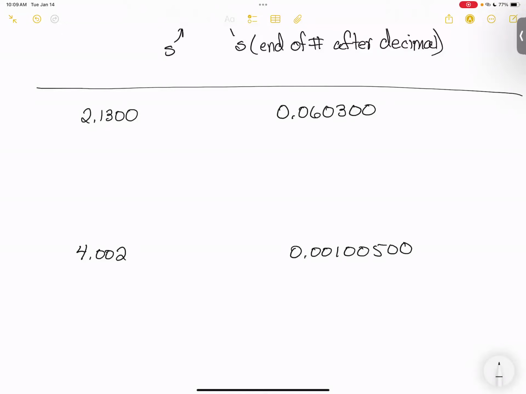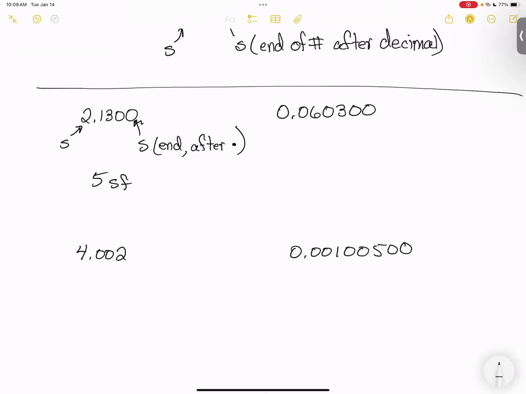So again, I find the first non-zero digit. That is where I start, always. The first non-zero digit. That is significant. Then I look at the last digit in the number. This is significant because it is at the end of a number and after decimal. So it is significant. Therefore, that number has 5 significant figures.